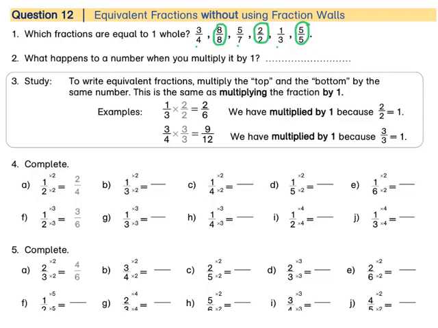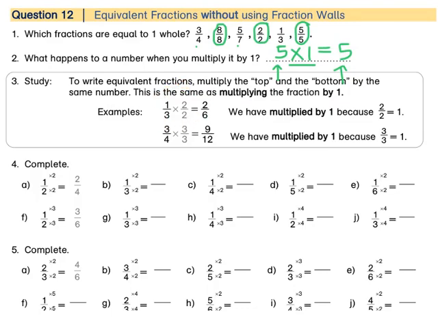Number 2. What happens to a number when you multiply it by 1? Any number, let's say for instance 5, times by 1 stays exactly the same. When it's times by 1, the number stays the same. Number 3. To write equivalent fractions, multiply the top and the bottom of the fraction by the same number. This is the same as multiplying the fraction by 1. Let's see what I mean.